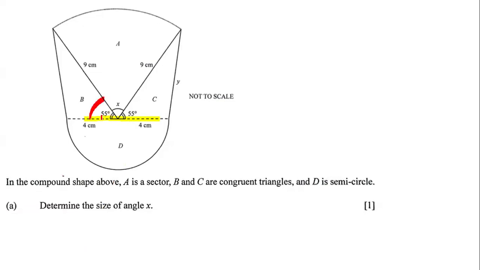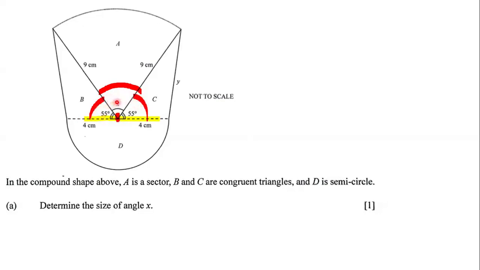this angle, which measures 55 degrees, and this angle, which measures 55 degrees, and we also have angle X. All three of these angles are at this point, and they're on a straight line at a common point. Now, what do we know about angles on a straight line at a common point? Angles on a straight line at a common point must add up to 180 degrees.